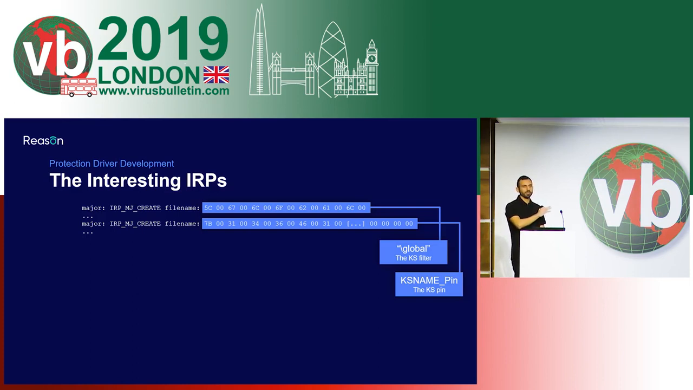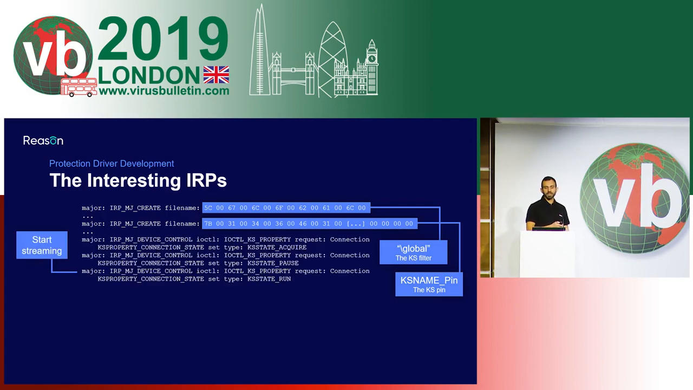So the first two are creating two handles for further usage of the camera. The first one is the kernel streaming filter, and the second one is the kernel streaming pin. The meaning of these terms is a bit out of scope for this talk, but let's just assume that they are necessary for the operation of the webcam.